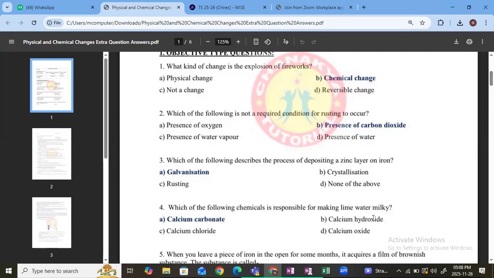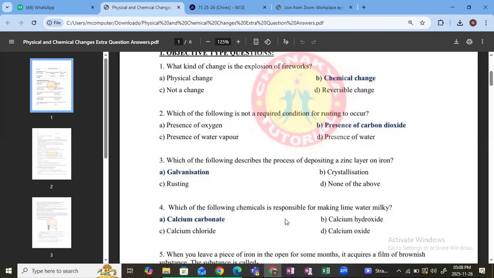Ma'am, we use lime water in acidic soil. Yeah, that is a different thing. Because lime water is basic in nature, that's why we use it in acidic soil. But if it is turning milky, some carbon dioxide must be there. So you have to identify which chemical compound can release carbon dioxide.